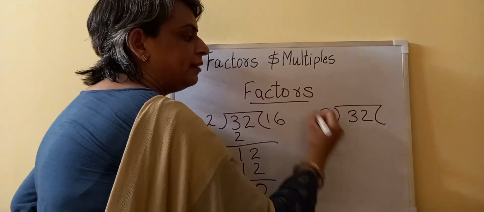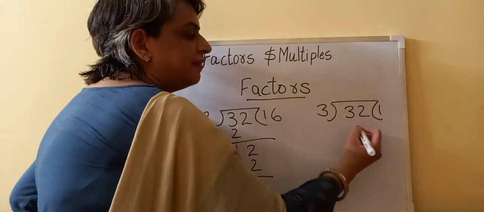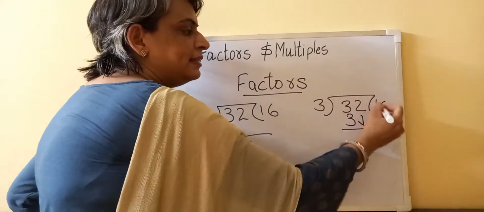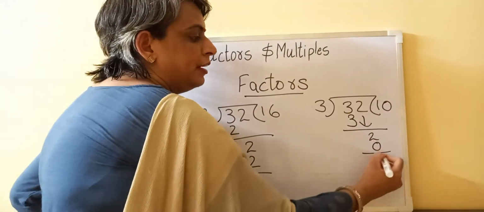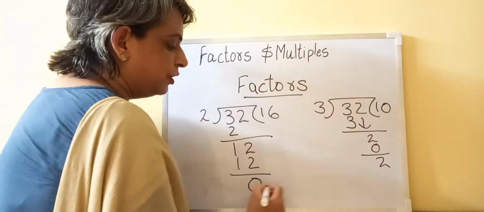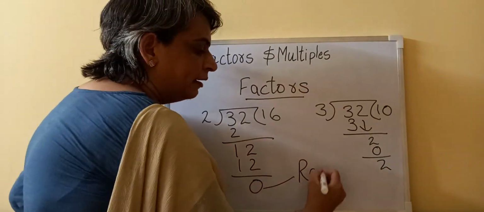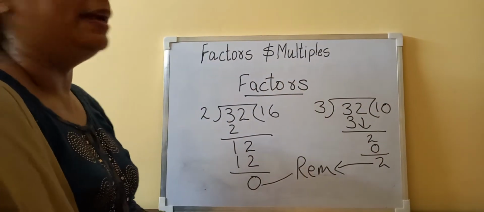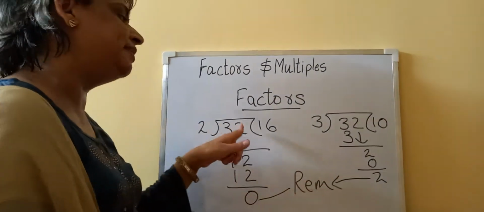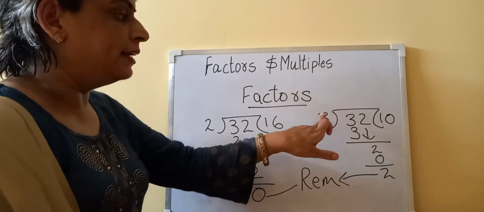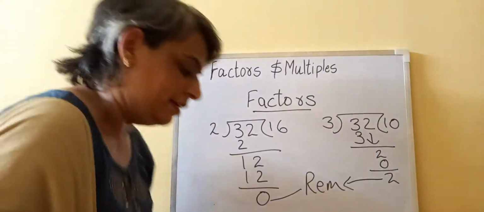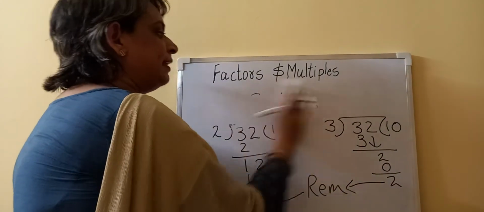32 divided by 3. 3 1s are 3. Then 2 comes here. 3 zeros are 0. Now what is the remainder here? 2. So here 0 is the remainder and here 2 is the remainder. What does it imply? It implies that 2 is a factor of 32 but 3 is not a factor of 32. Okay children?